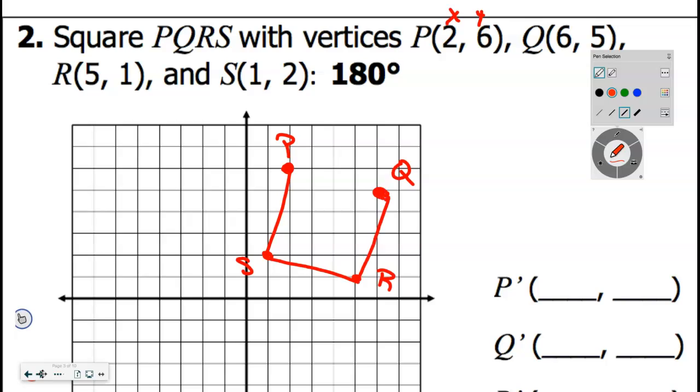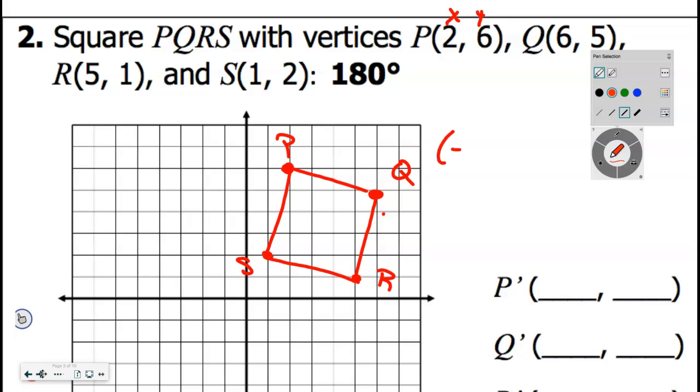We're going to turn that square. Whoopsie, I kind of missed it. Let me clean that up a little bit. We're going to turn that square 180 degrees. What's our rule, Eve, for a 180-degree turn?